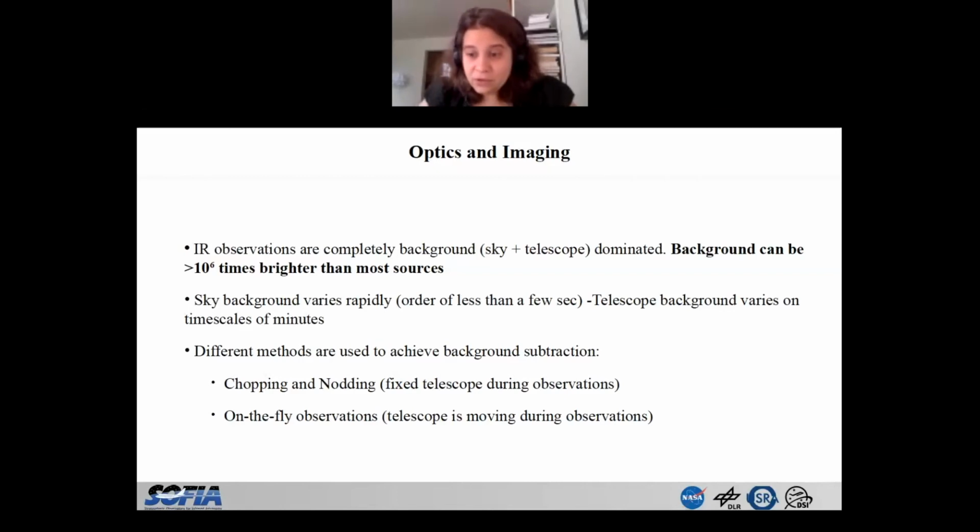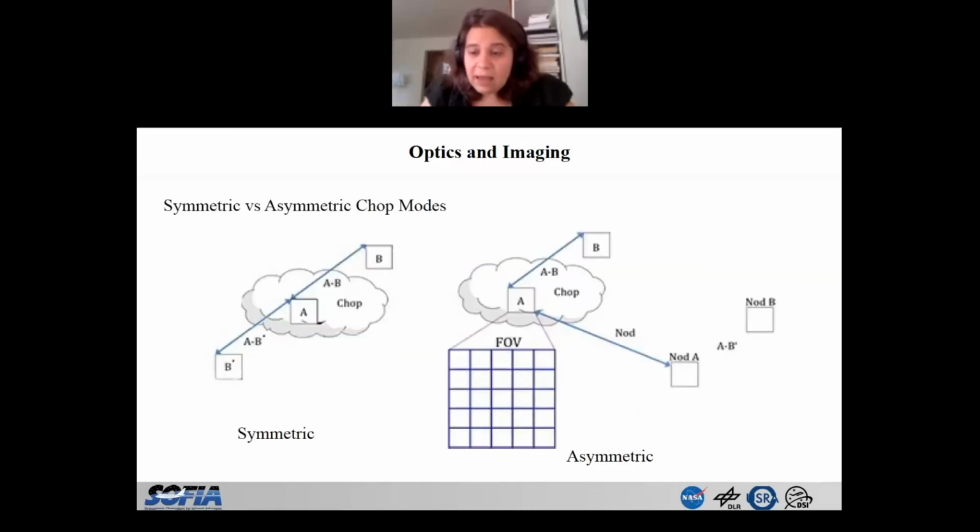The observation must have a reference on the sky. It could be done either with chopping and nodding, but also on-the-fly observations where the telescope is moving during the observation. And each instrument will have a few modes to subtract sky better. And there will be more discussion about that when the different examples are presented. So typically, whether you want to have a symmetric chop mode or an asymmetric chop mode depends on how the background looks.